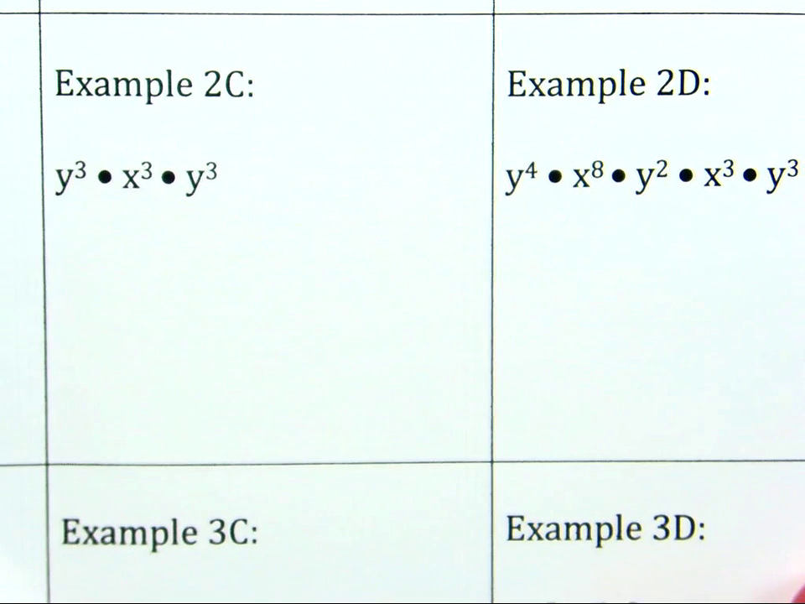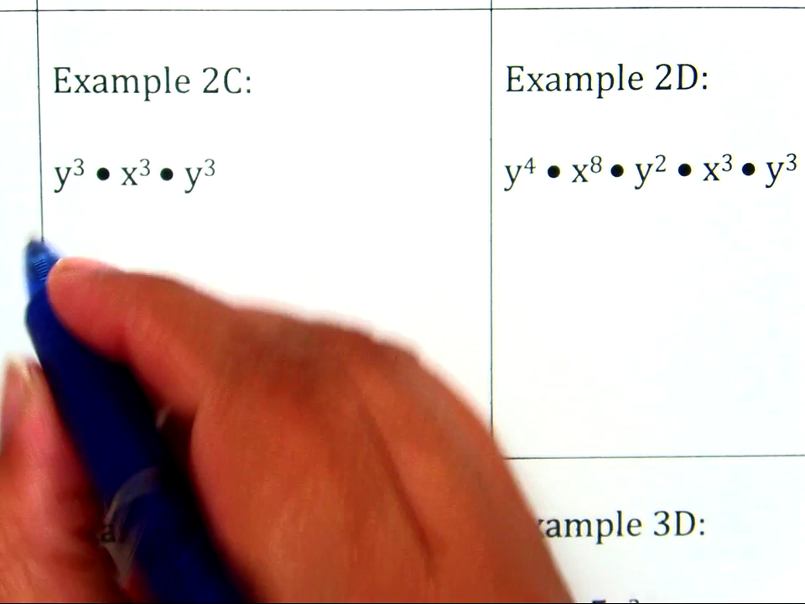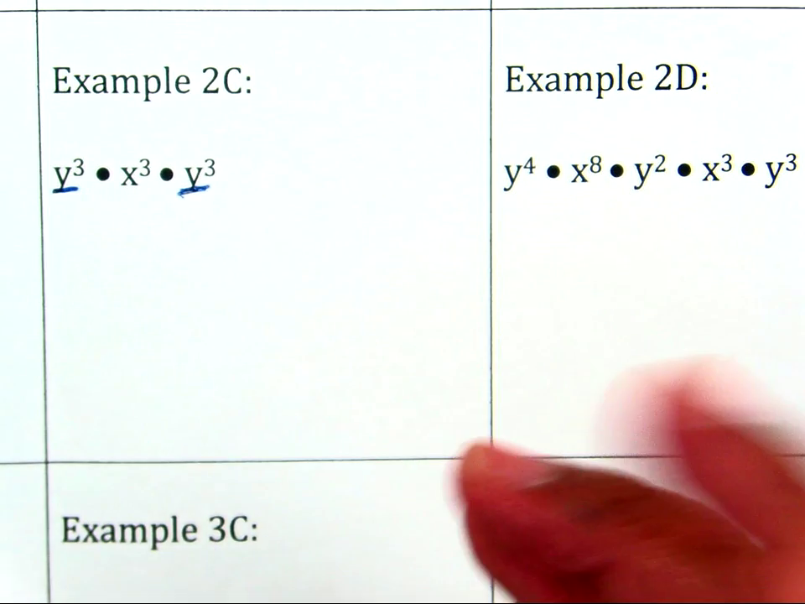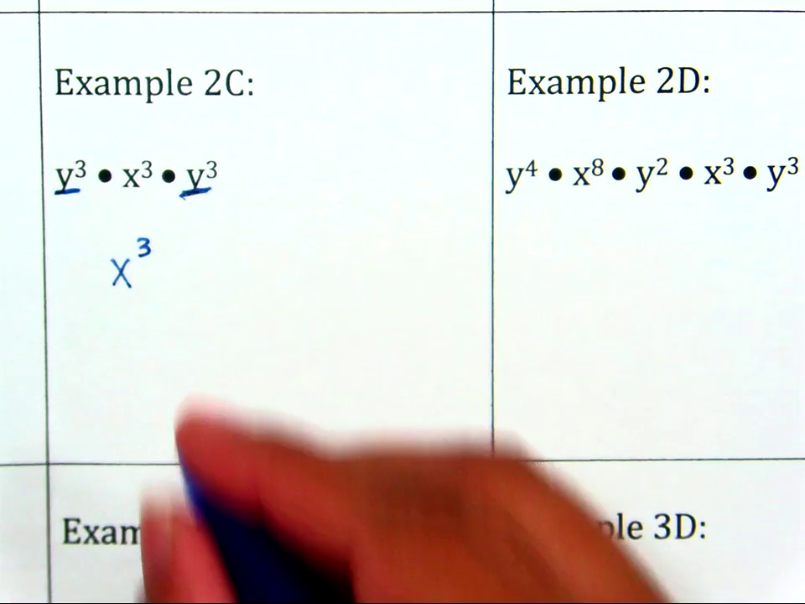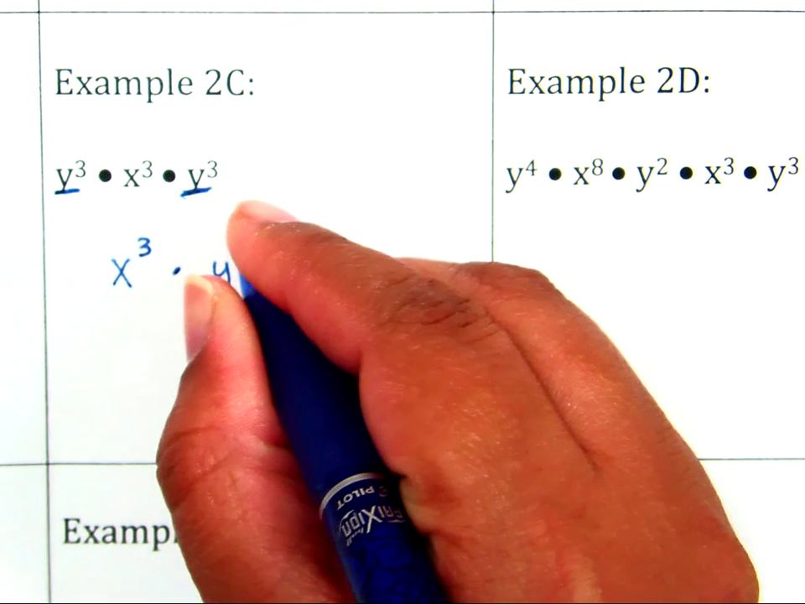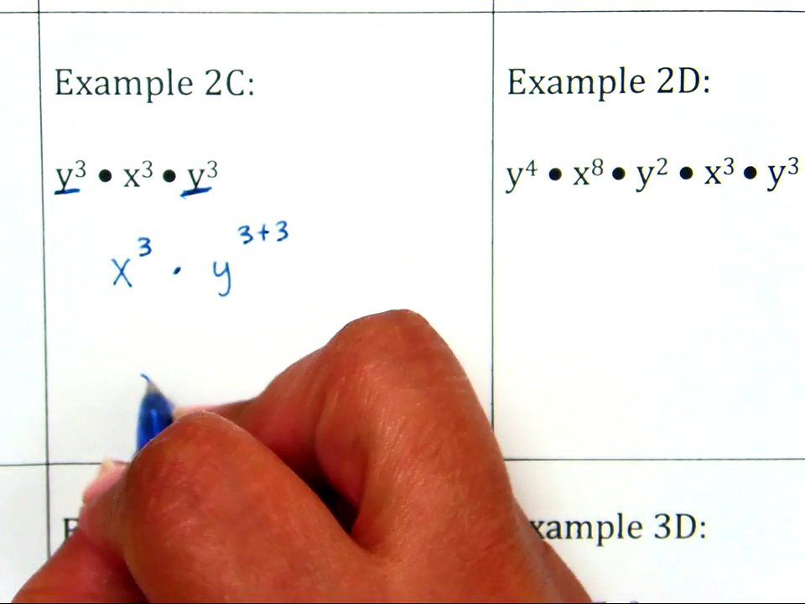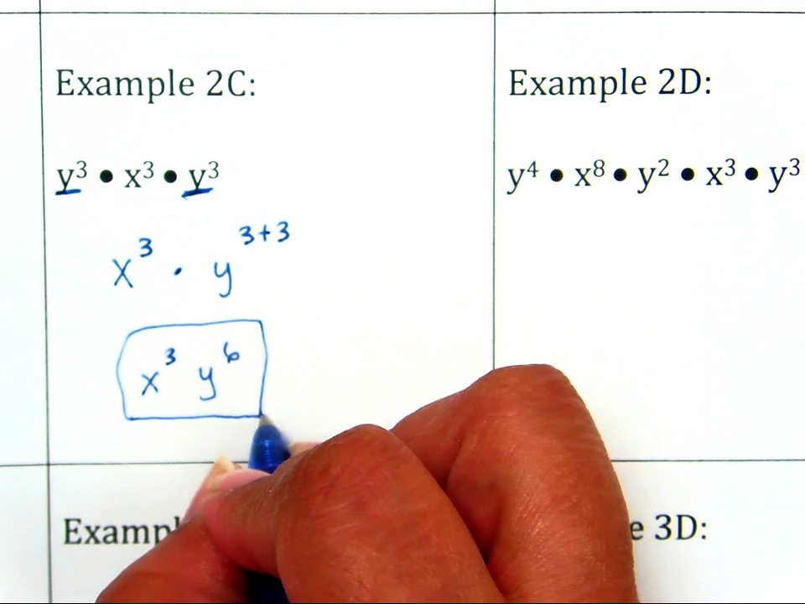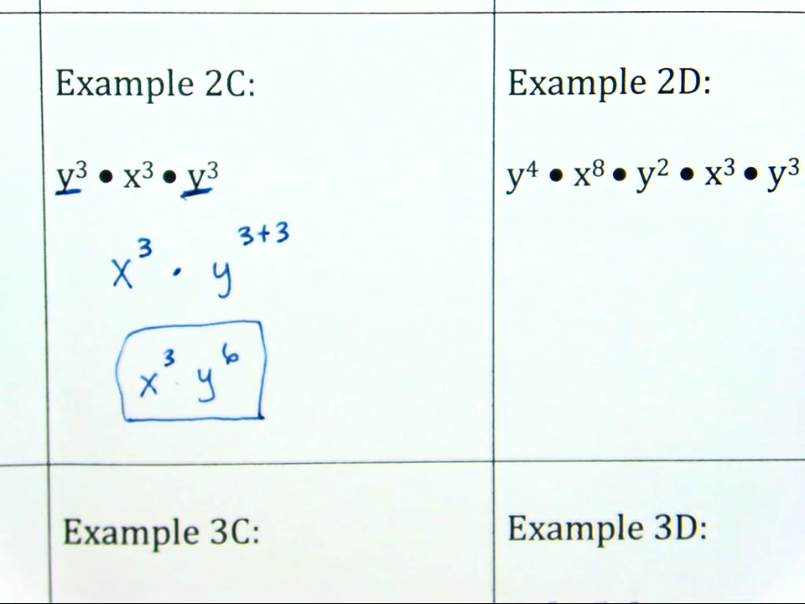Looking at example 2C, it's the same concept. This time we have our y's that are the same. So we're going to take the x cubed, bring it down, and then we're going to say y exponent 3 plus 3. Well, 3 plus 3 is 6, so then that's our answer. It is not necessary to put a multiplication symbol in between.